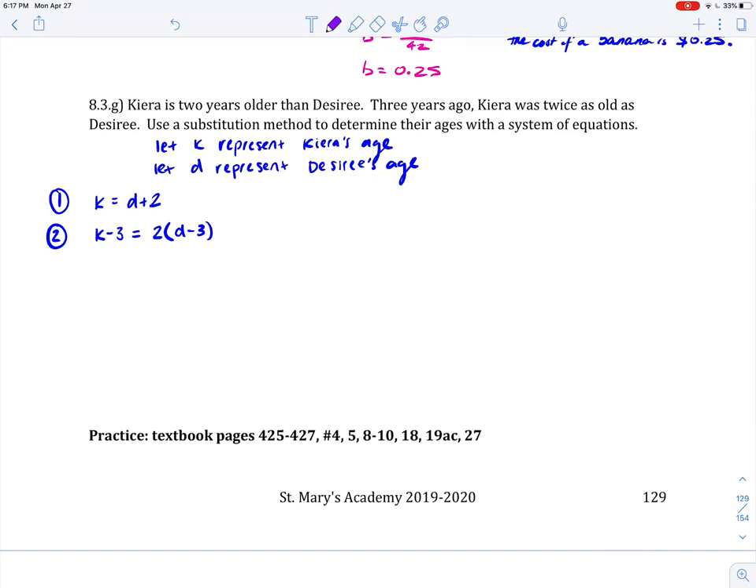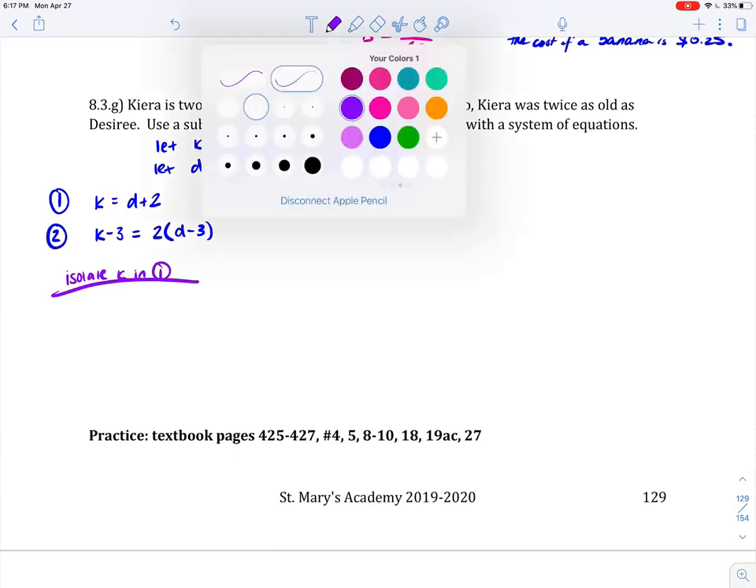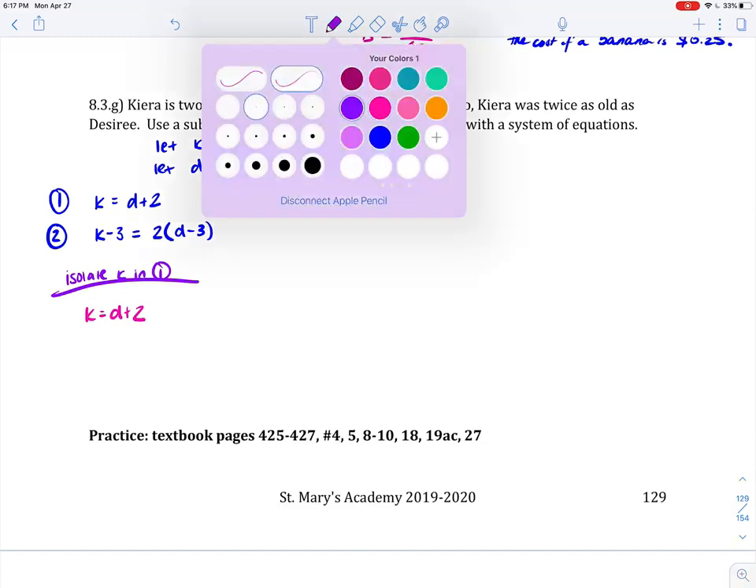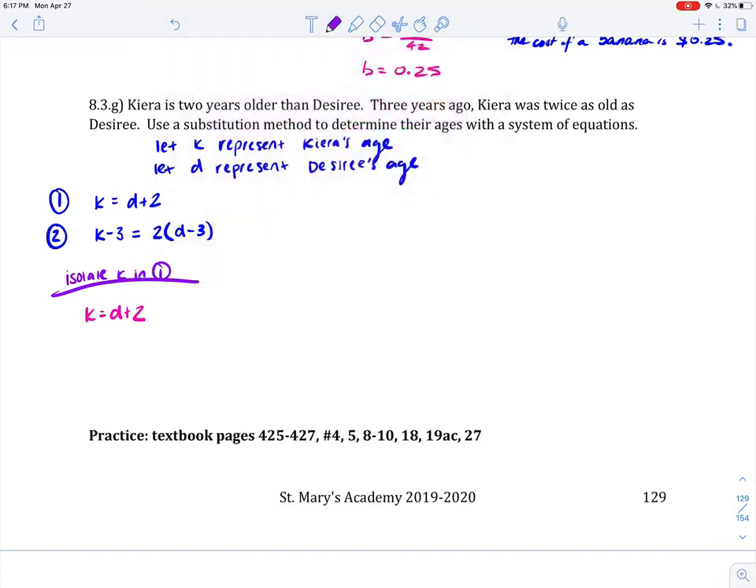Alright. From here, we are going to solve by substitution. Well, we don't always do it, but in this lesson, we always do it. So for starters, we have to isolate one of the variables. Really doesn't matter which one I do in which equation, but if I look at equation 1, K is already isolated for me. So I'm going to isolate K in 1. K is equal to D plus 2. Done.